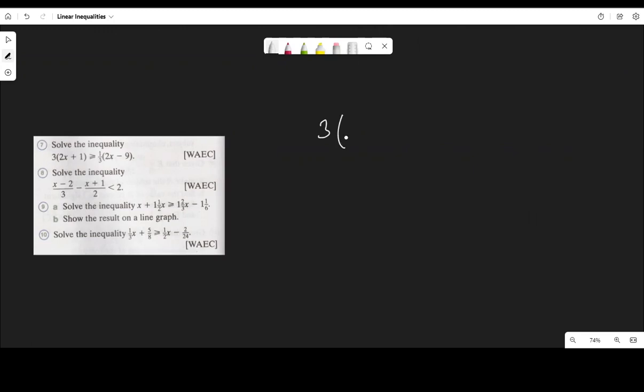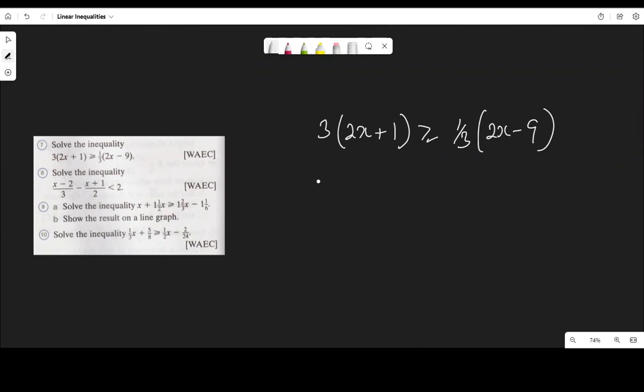3 times (2x plus 1) is greater than or equal to 1 over 3 times (2x minus 9). Before we can do anything here, we need to distribute the number outside the bracket, that is multiplying the number outside the bracket by each term in the bracket.